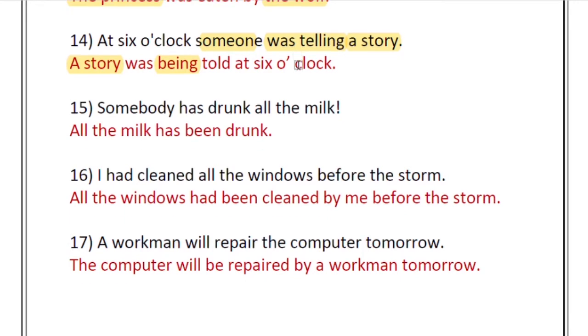Number 16. I had cleaned all the windows before the storm. So all the windows is the object. What have I cleaned? I've cleaned all the windows. So all the windows comes in front, by me comes behind. I cannot write by I as I is a subject. No, so by me. So all the windows had been cleaned. It is had cleaned, past perfect. So just add the word been in the middle. Had been cleaned by me. Extra information is before the storm. You add it in a proper place.